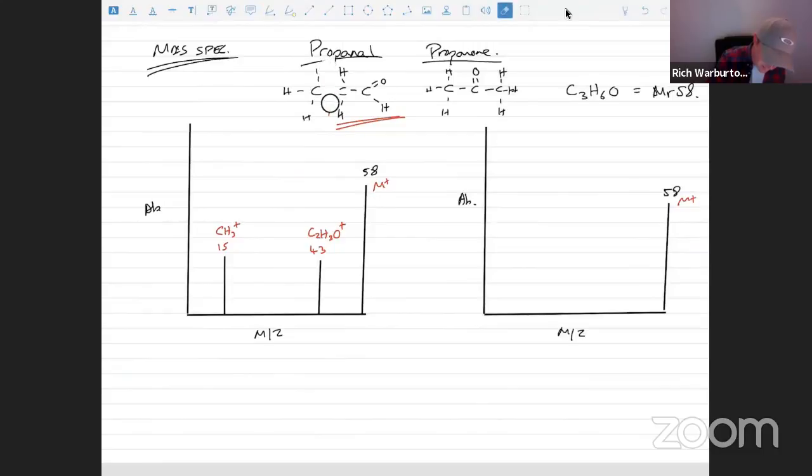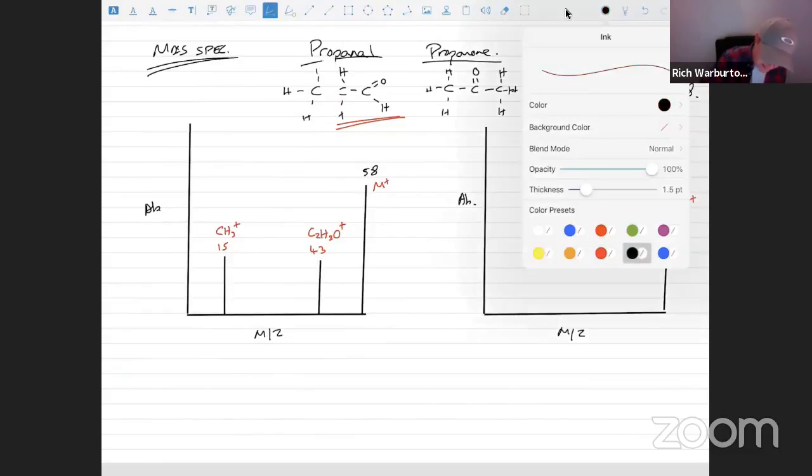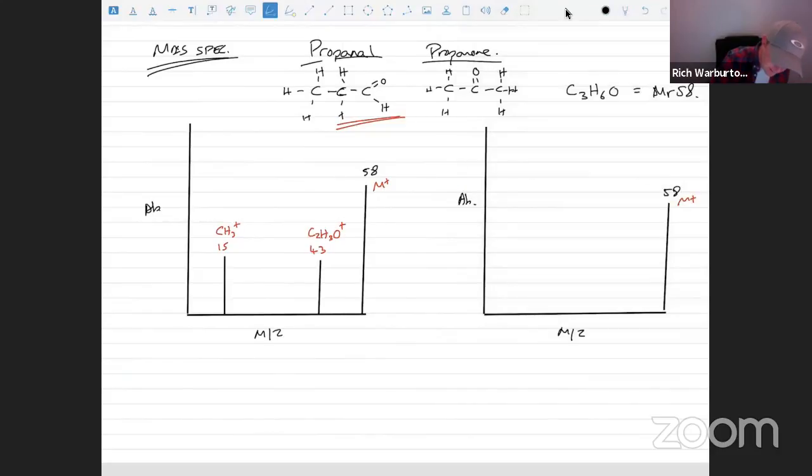However, it could also break. Let me get rid of that and put this back to black. It could also break on this bond here, like so. Okay, so what we're going to get are another 2 peaks. We're going to get the C2H5. So that's 12, 24 plus 5. So at 29, we're going to get another peak here. Okay, so maybe about there. Okay, so this is at 29, and this is our C2H5+. And you know what? This adds up to 29 as well. So we're going to get the COH+ as well. Both of those things cause that peak at 29.